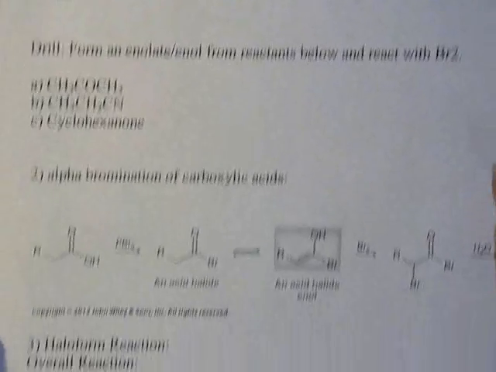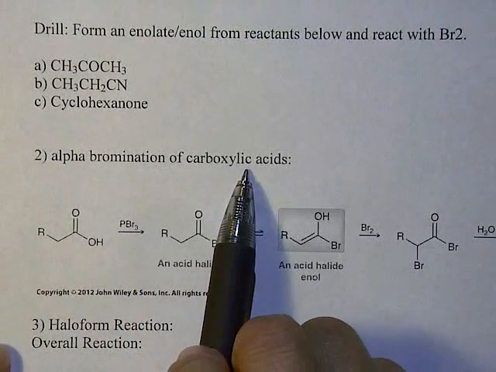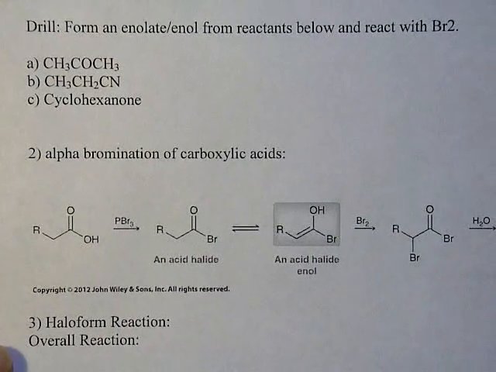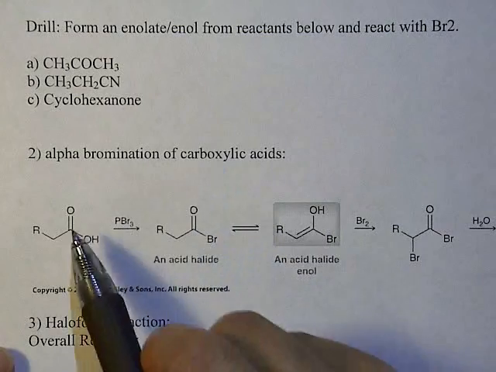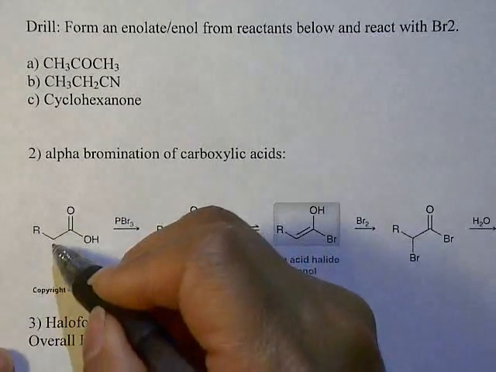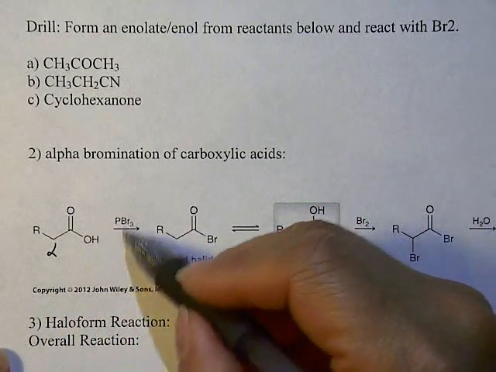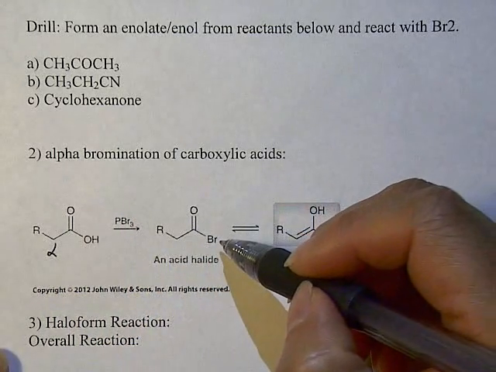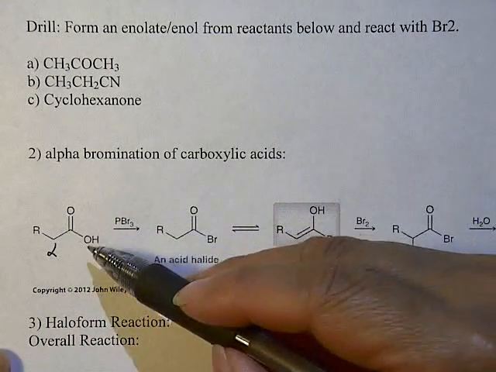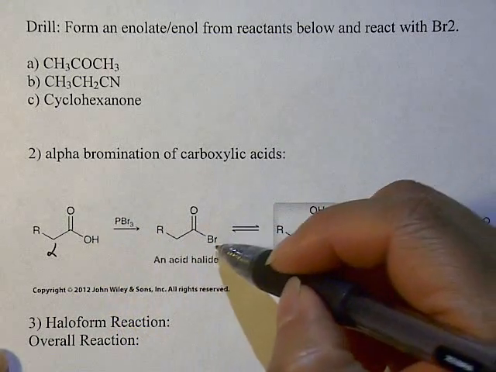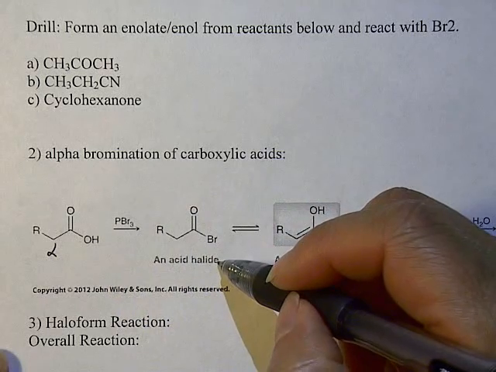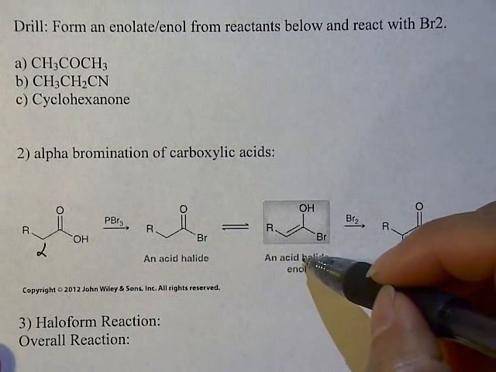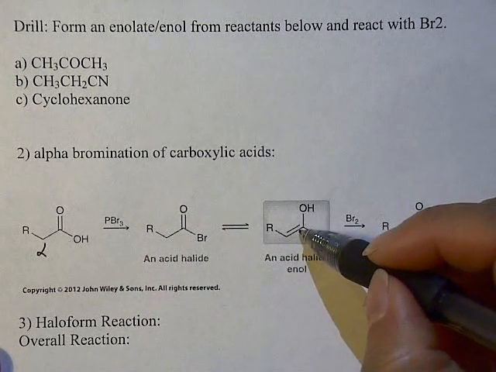All right. Now under acidic conditions, there's another reaction called alpha bromination of carboxylic acid. It has a very long fancy name, which you don't have to know, but basically you have a carboxylic acid and you have an alpha proton, and the reagent is PBr3, and what this reagent does first is an acyl substitution, in which you form an acid halide first, and then that equilibrates to an acid halide enol. See the double bond here.